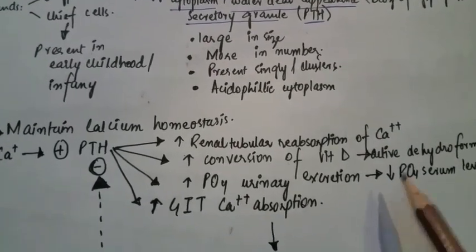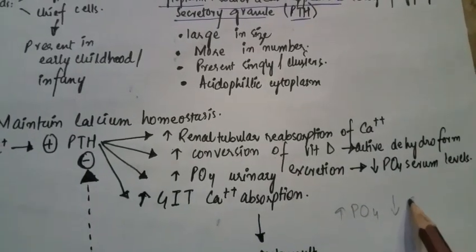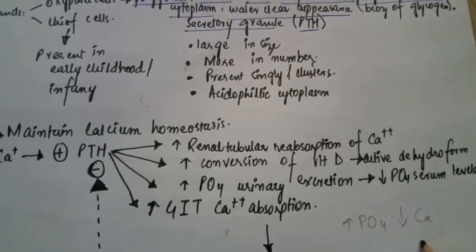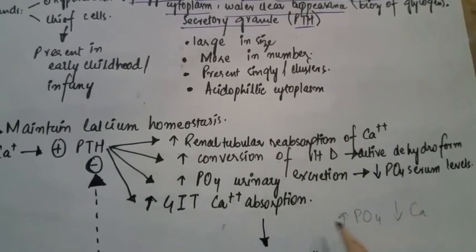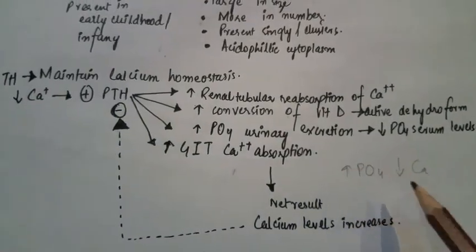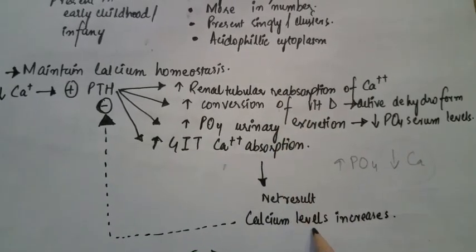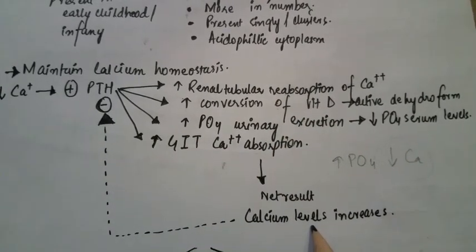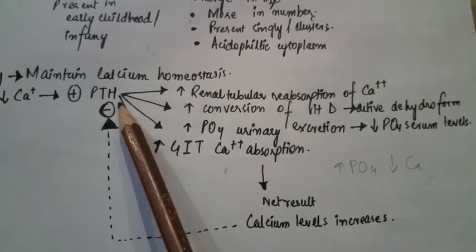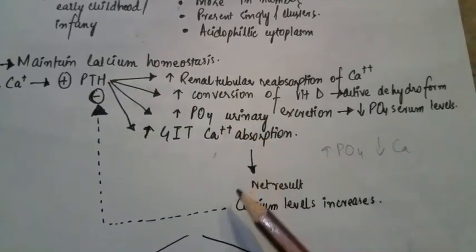Because if the phosphate level increases in the blood, the calcium level decreases in the blood, because phosphate and calcium have an inverse relationship. It also increases GIT calcium absorption. Because of all these effects, the level of calcium increases in the blood, which will ultimately give negative feedback to the secretion of the parathyroid hormone. This was all about the parathyroid hormone.